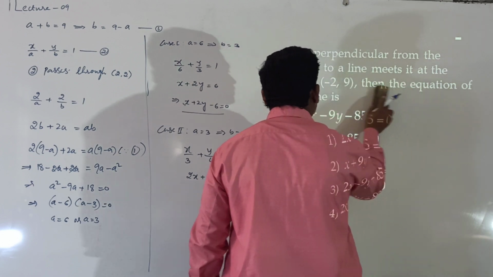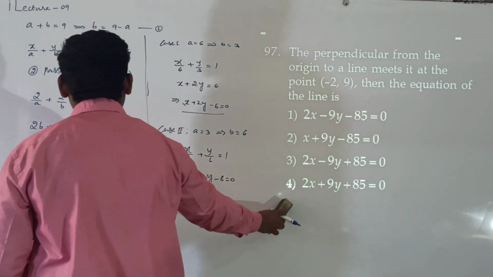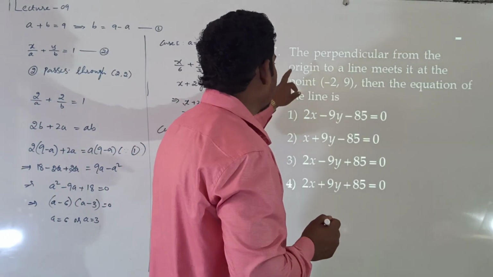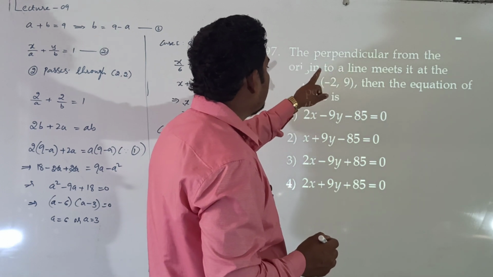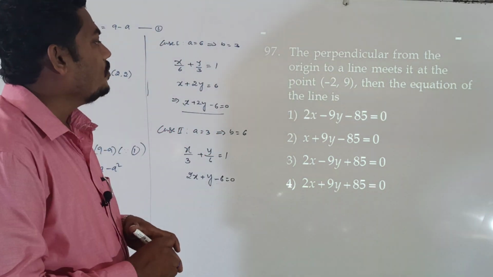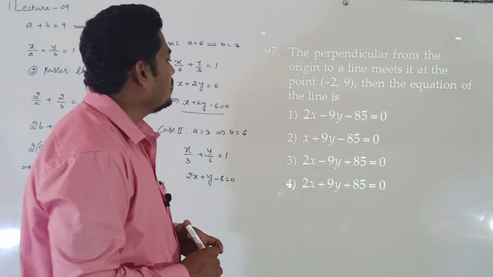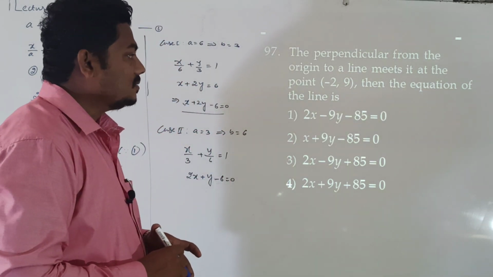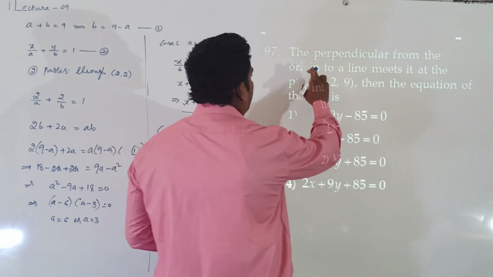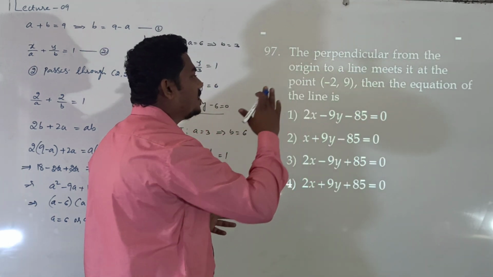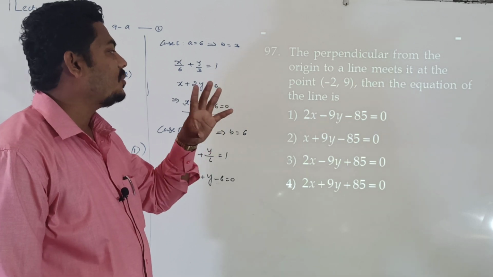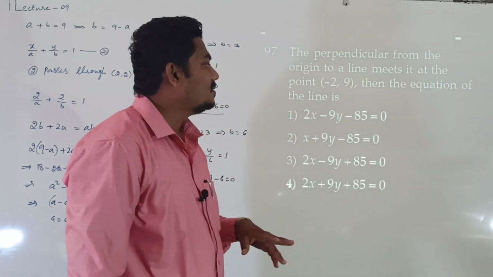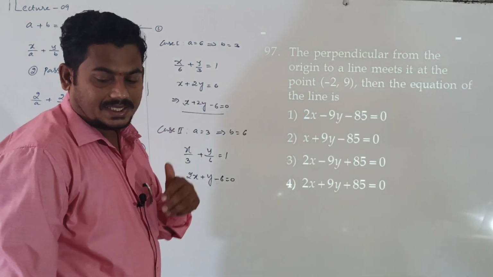Next question. Next question is question number 97. The perpendicular from the origin to the line meets it at the point minus 2 comma 9, then the equation of the line is.